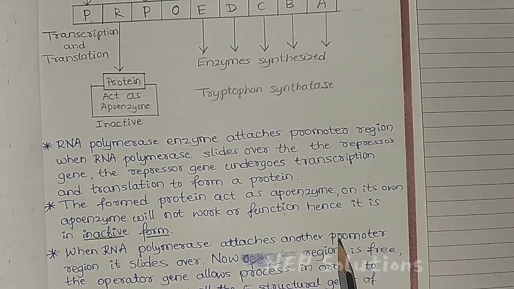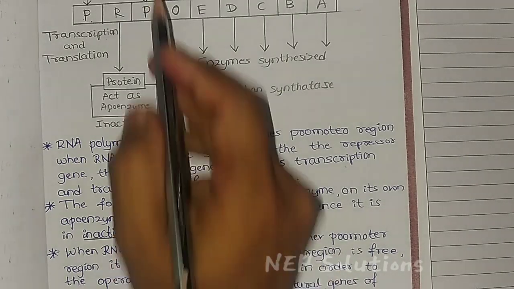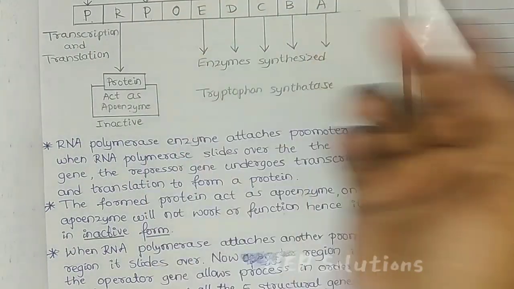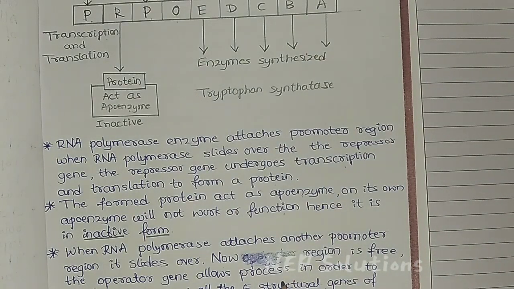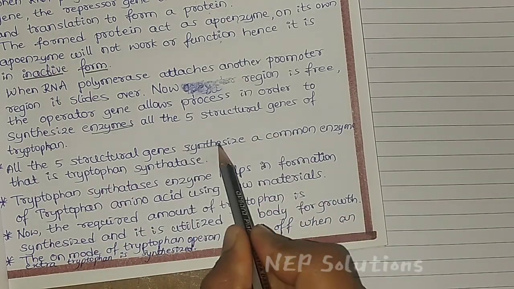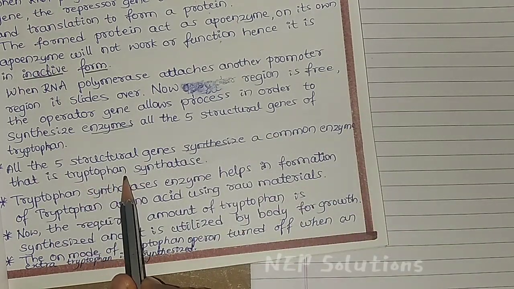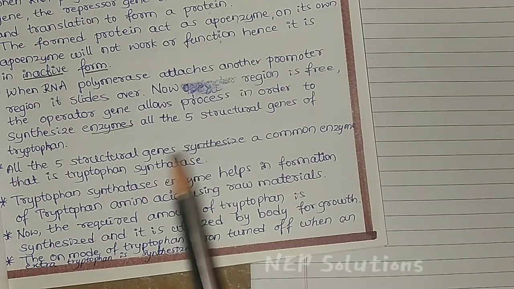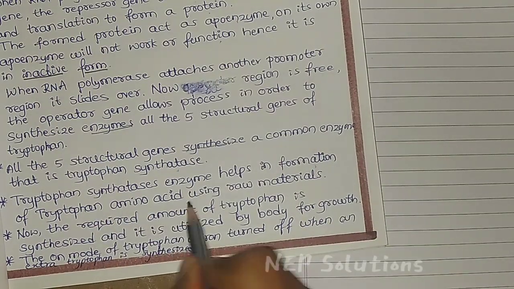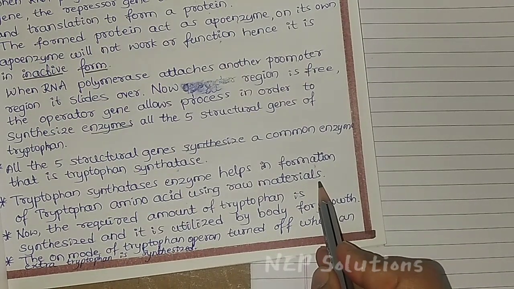When another RNA polymerase attaches to the other promoter region, it slides over. Now the operator region is free. The operator gene allows the process to synthesize enzymes. All the 5 structural genes synthesize a common enzyme, that is tryptophan synthetase. Tryptophan synthetase enzyme helps in formation of the amino acid tryptophan using raw materials.